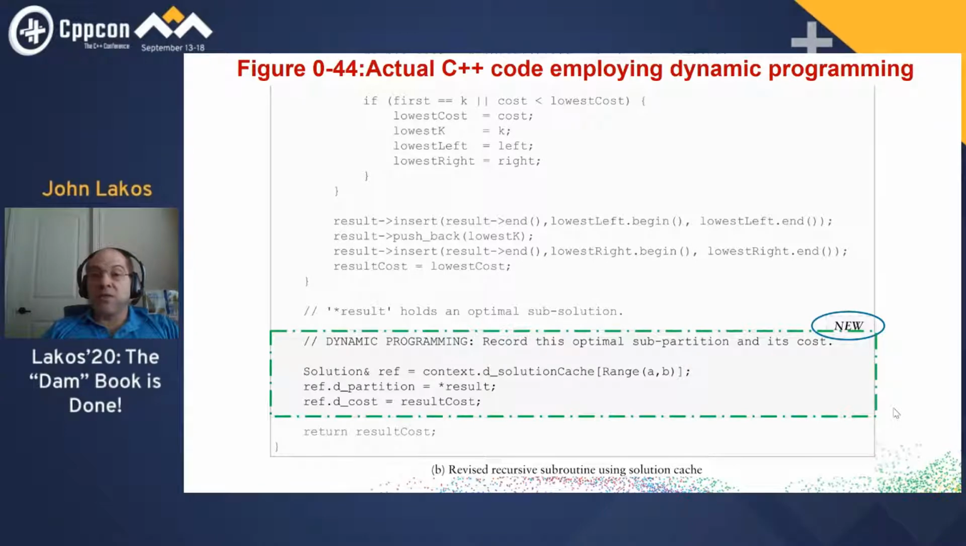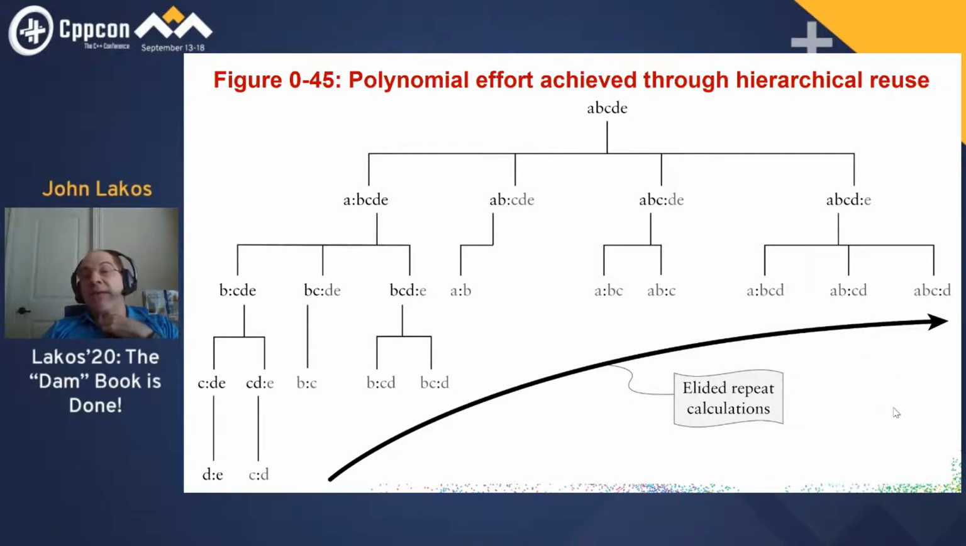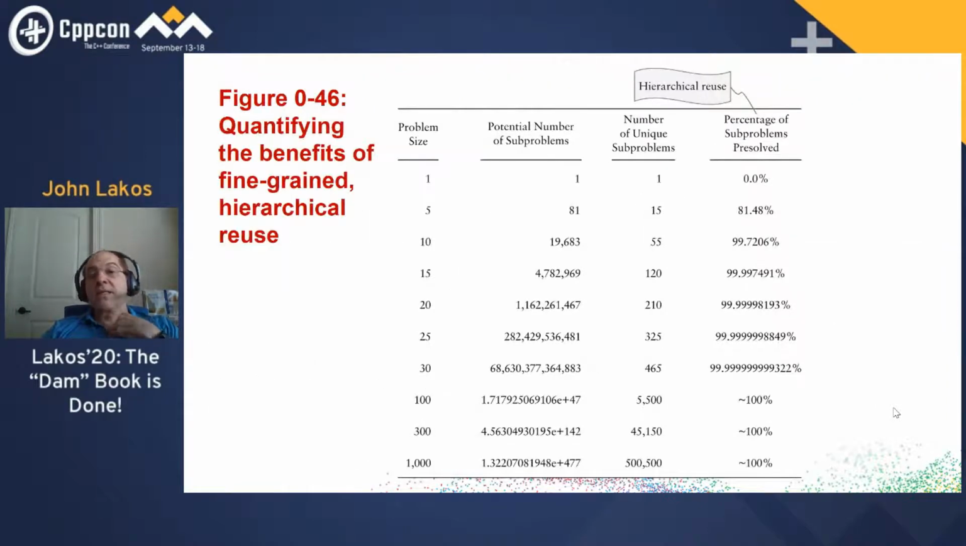That's called memoization or dynamic programming. The point is you don't do a calculation twice. Once it's done, you save the results. Now you eliminate the vast majority of the work. So when you go to run this, if you look at the number of potential subproblems versus the actual number of unique subproblems, it becomes clear that one of them is scalable and one of them is not.